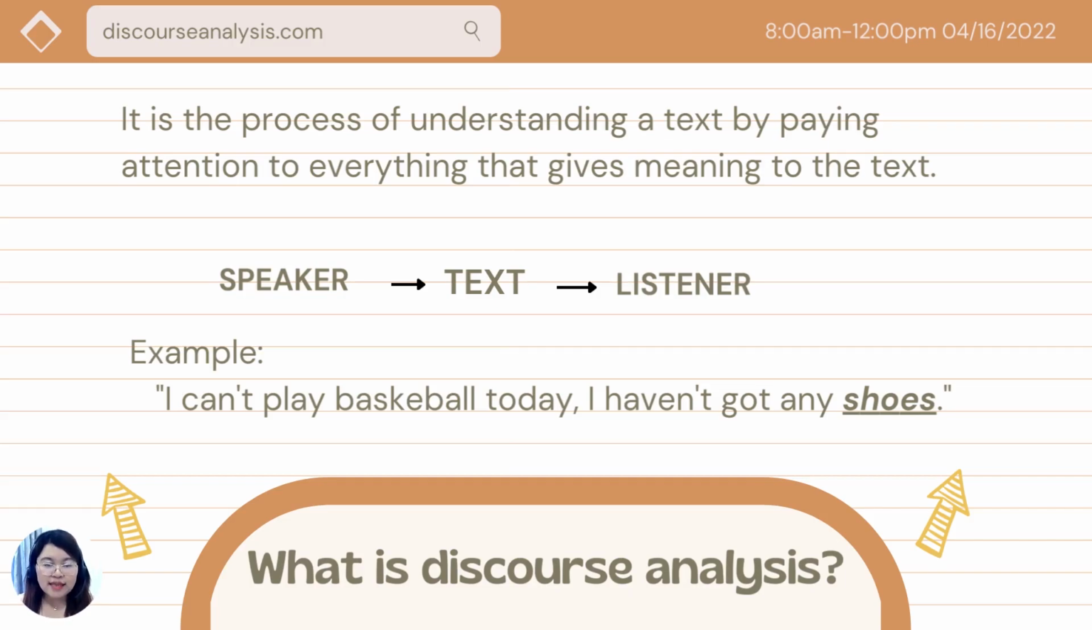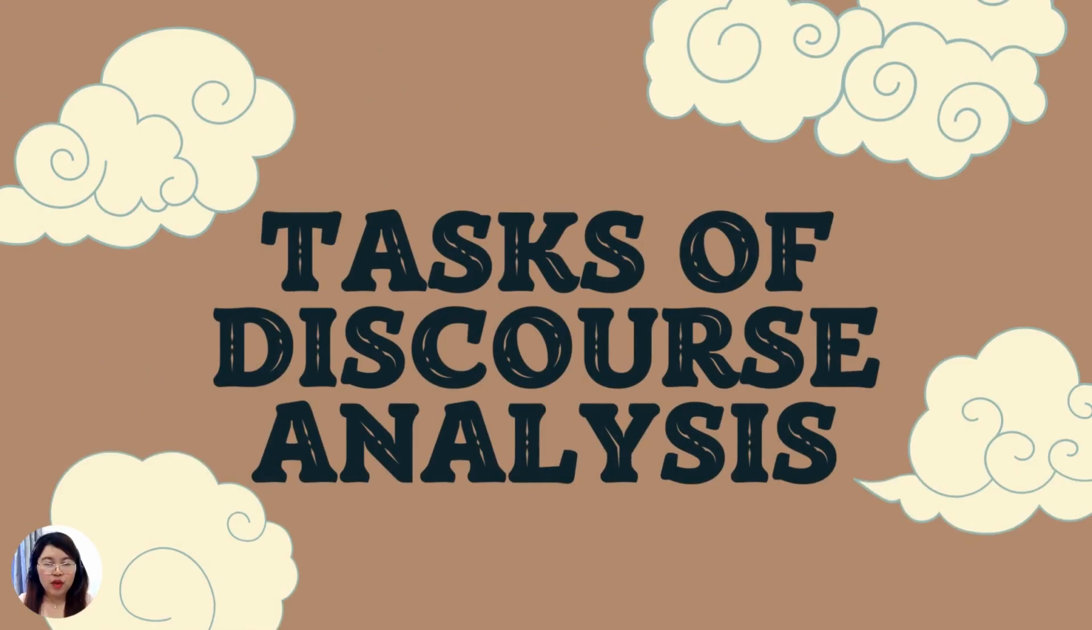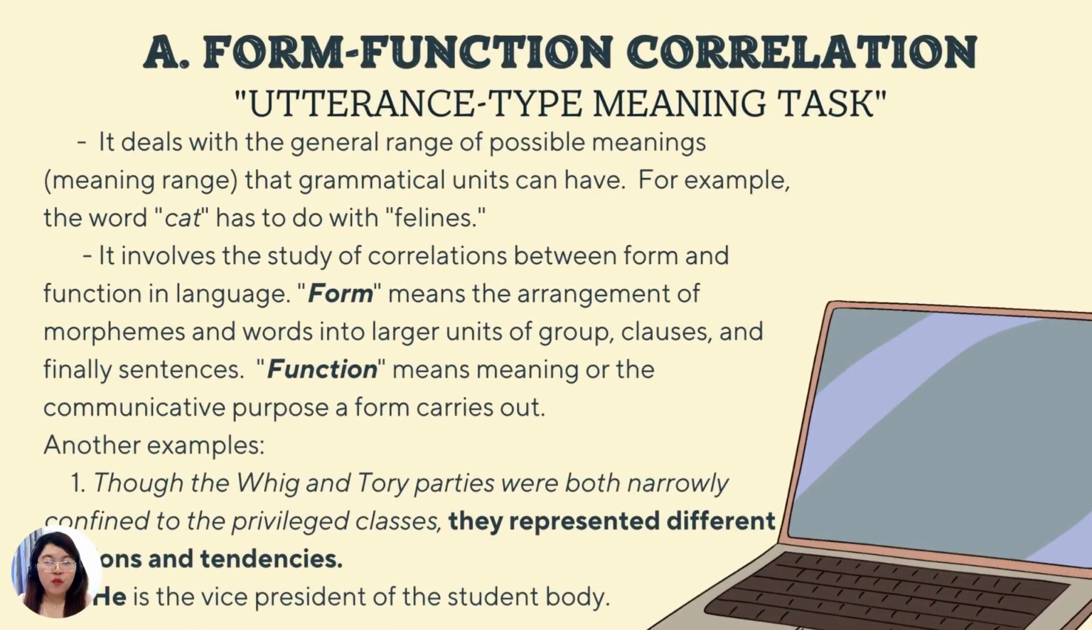Again, discourse analysis is anything that gives meaning to the text. So it involves the grammatical unit, the situation, and also the gestures. Just by pointing at something or someone, that is included in analyzing the discourse. Now, just like what I told you earlier, there are three tasks of discourse analysis, and one of which is the form-function correlation, or James Paul Gee actually prefers calling it the utterance type meaning task. So this is the first task.